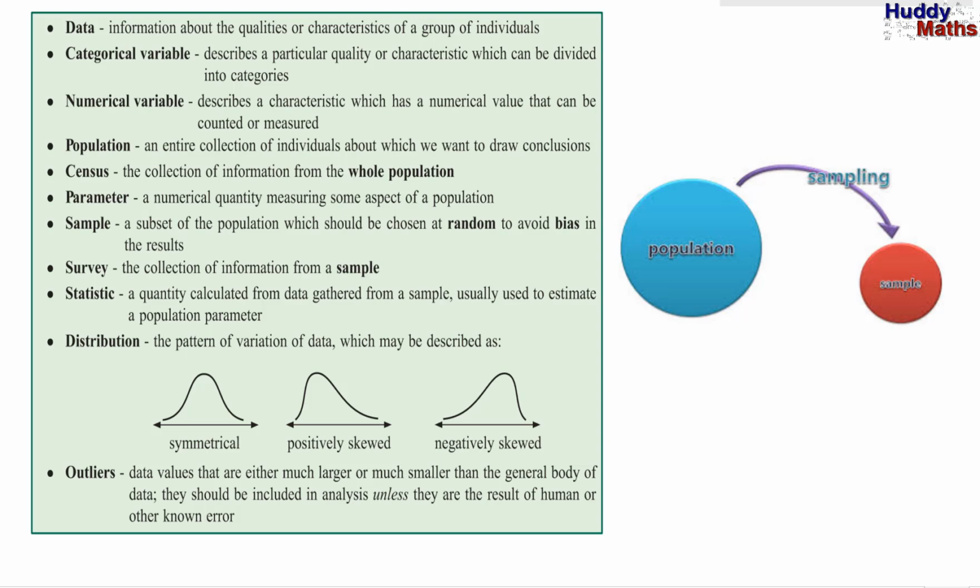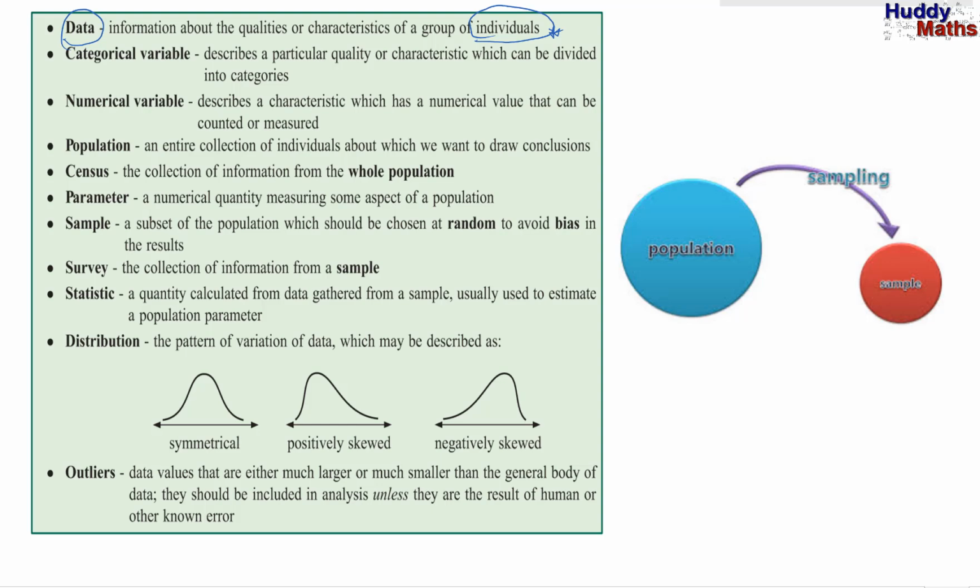So we've done this first one here, data: information about the qualities or characteristics of a group of individuals. Please note that group of individuals does not have to be people. It could be heights of corn in a crop. It could be weights of sheep. It could be numbers of people in a family. So it doesn't have to be just people. It can be those, but it can be other items as well. A group of individuals of something or other, some type, not necessarily people.